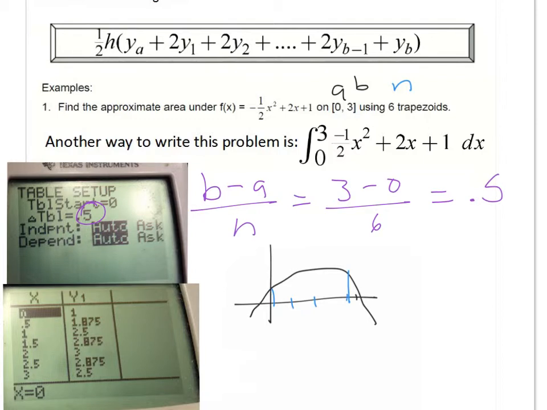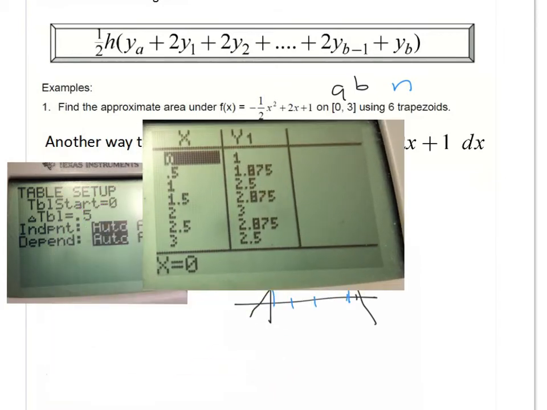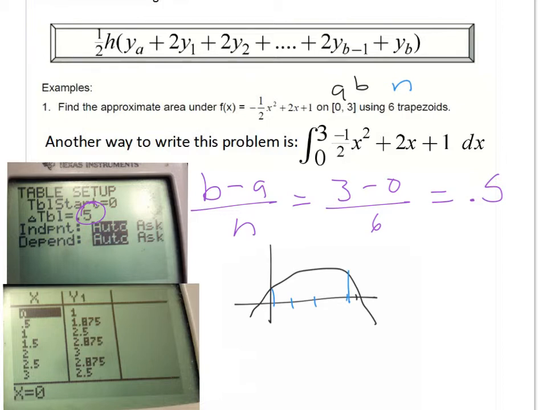Alright, so now I need to set up my calculation. Let me get rid of some of this stuff. Never mind, we'll leave this stuff. What we want to do is say, all right, 1/2 our height is just 1/2. And now we need to do f of 0, which is 1, plus 2 of all of these guys. All the ones in the middle.